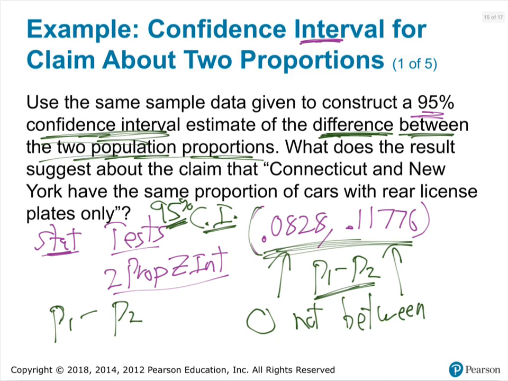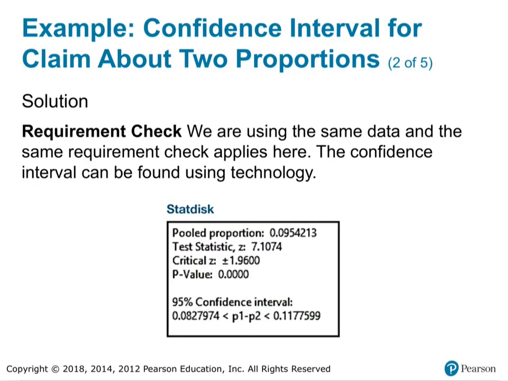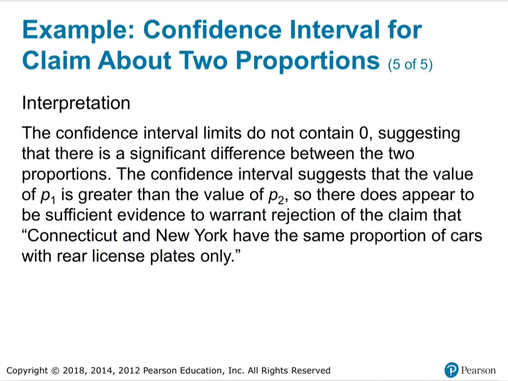It's telling us the same thing the hypothesis test told us. They always do. They fit hand in glove. It's telling us you're 95% sure that these two states are not the same. Why? Because the difference is not 0. You're 95% sure that the difference is between 0.08 and 0.11, not including 0. So we're 95% sure the difference is not 0, so they are not the same. That's our conclusion. That's what they're saying here.